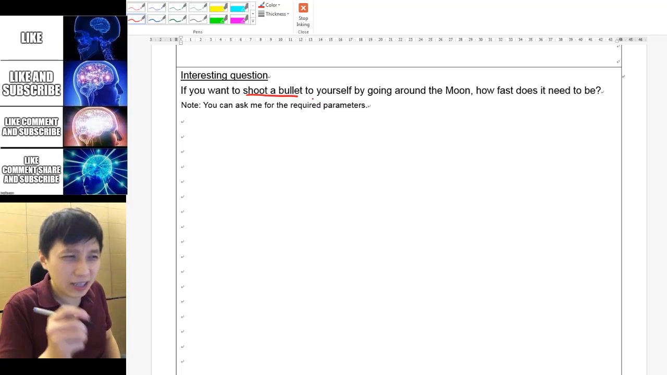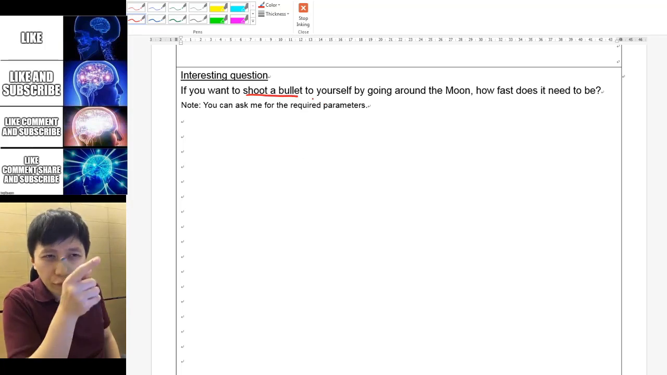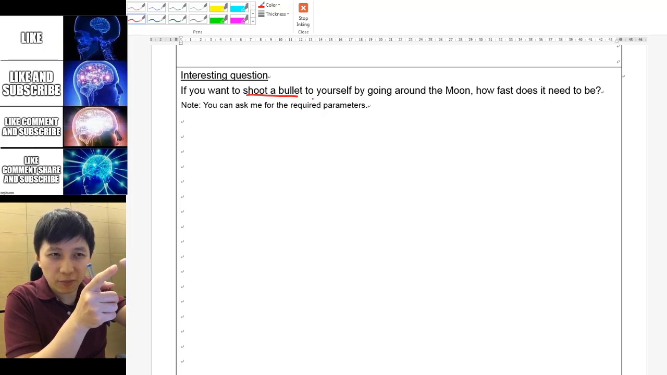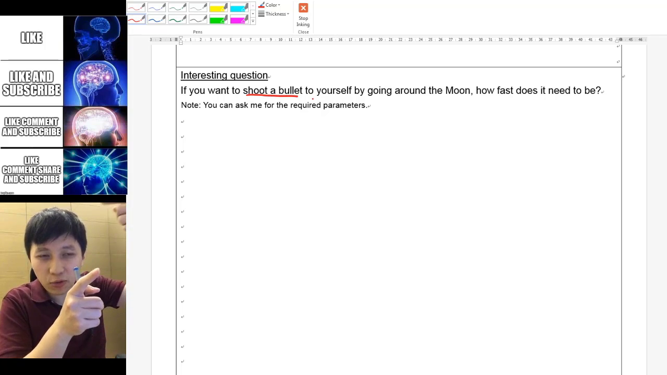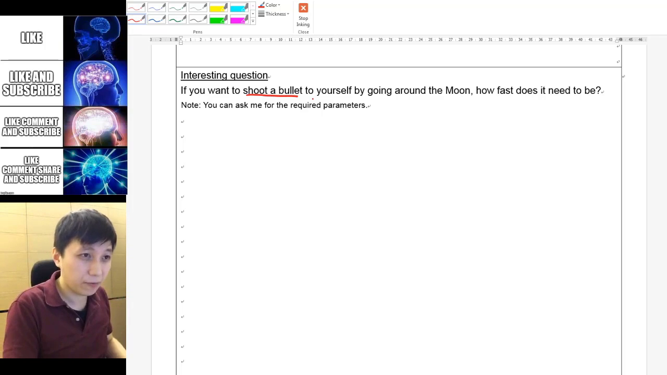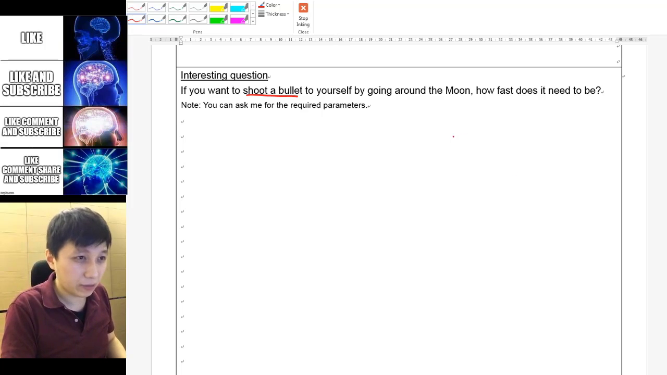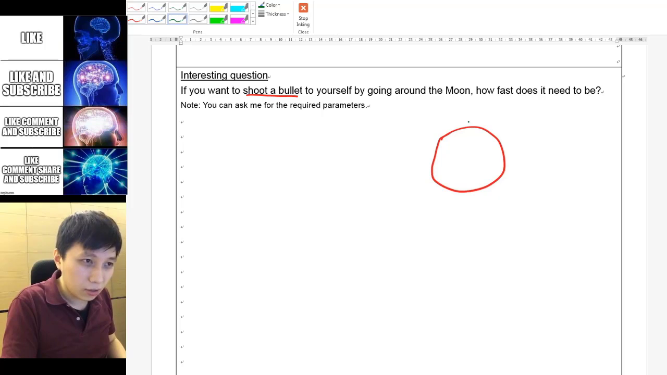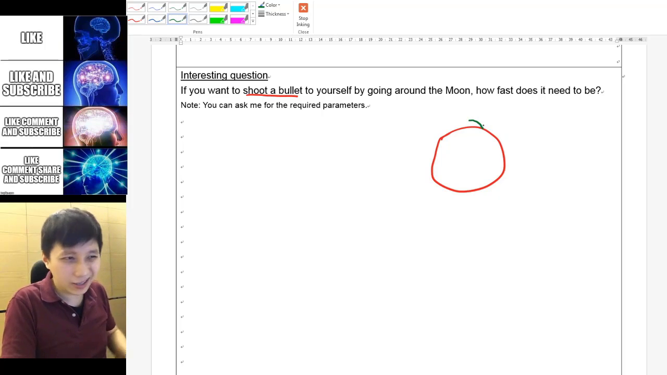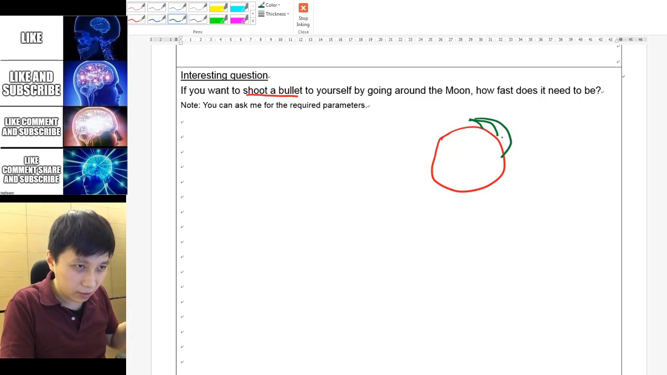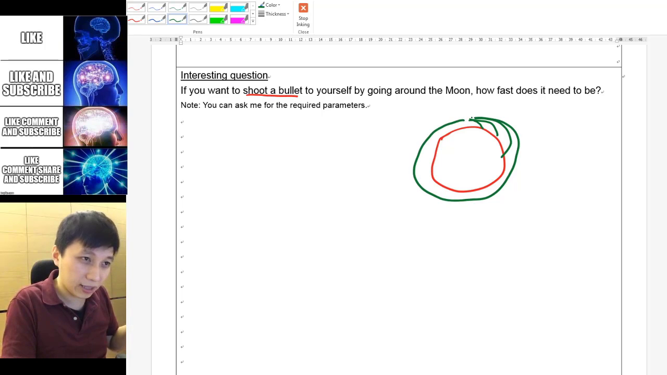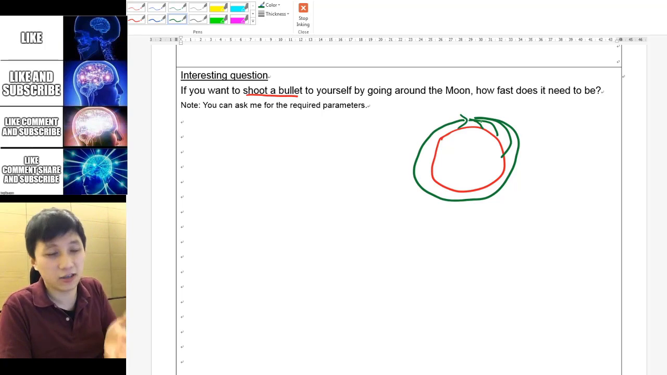How fast does it need to be? If you try to shoot forward and try to get the bullet to go back around the moon and strike the back of yourself, how fast does it need to be? Sooner or later it should be possible, right? Because if you think about the planet itself, if you shoot not so fast, then it's going to go onto the ground, and then onto the ground again, and eventually you should be able to shoot at the right speed, which hits yourself.